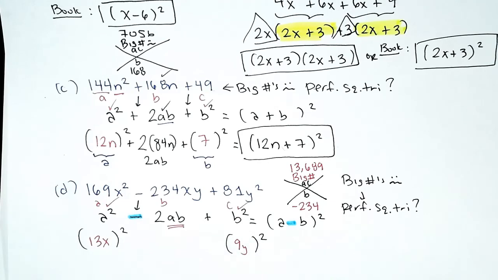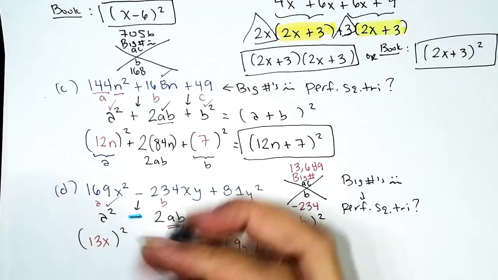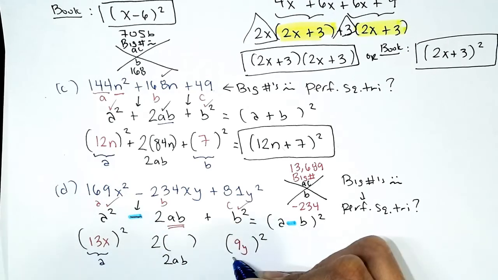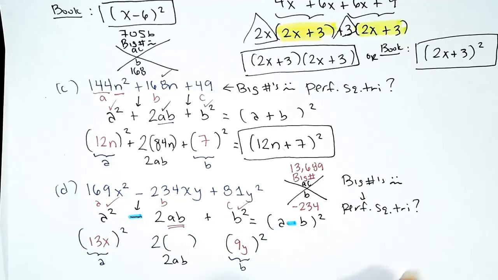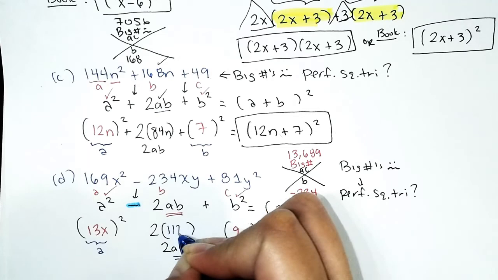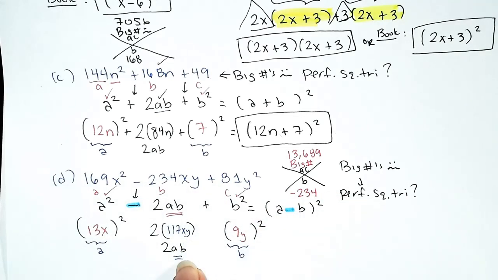Alright, cool. So now I want to know, is the middle term of the form 2ab? I don't know, let's check. The first base is 13x, so that's our a. The second base is 9y, so that's our b. Product of ab, 13x times 9y. Oh, I don't have a calculator. It's 7 with 11. Alright, so it'll be 117xy. So the product of ab, namely 13x and 9y, will give us 117xy.